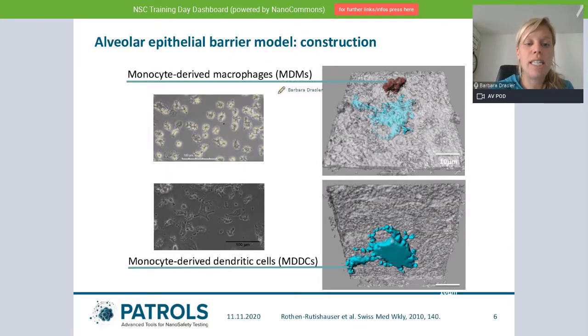Here is just an insight into the immune cells that we use. I wanted to show you how macrophages and dendritic cells look under phase contrast microscope after 6 days of differentiation. And we can also see that when we render confocal images, pre-stained macrophages and dendritic cells are very nicely integrated on the model on top of the gray epithelial cells.